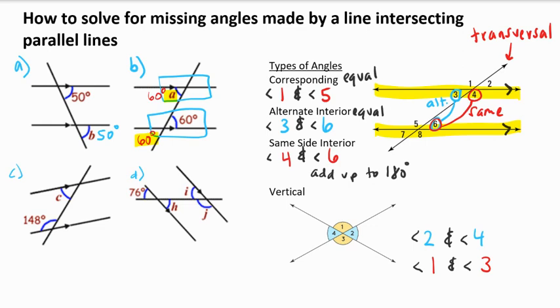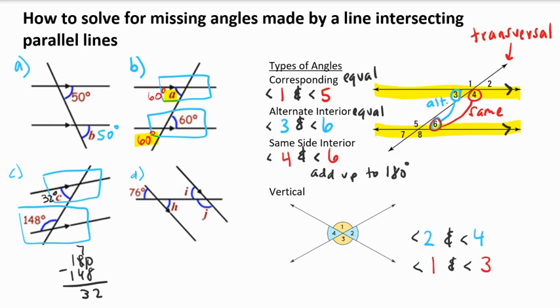So for C, let me draw my boxes first. So I can see that these are not corresponding angles, okay? They're not alternate interior angles because they're on the same side here. But it looks like they are same side interior because, again, they're between the parallel lines, but they're on the same side. And we said that those add up to 180 degrees. So to solve this, I could do 180 minus 48, and that would give me... Oh, sorry, it's 148. So that would give me 32.